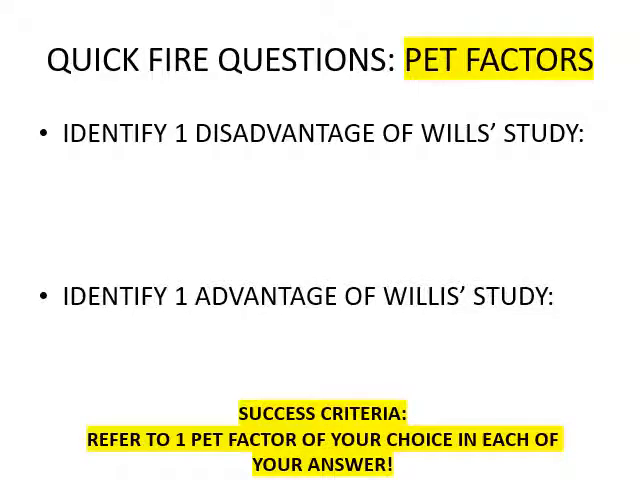So here we've got quick fire questions, and here you're going to be referring to PET factors when you identify one disadvantage of Willis's study and one advantage of Willis's study. And here at the bottom, the success criteria says that you must refer to one PET factor of your choice in your answer. So remember, we've got practical factors, ethical factors and theoretical factors. Practical factors, we've got time, resources, access, money and the personal skills of the researcher.